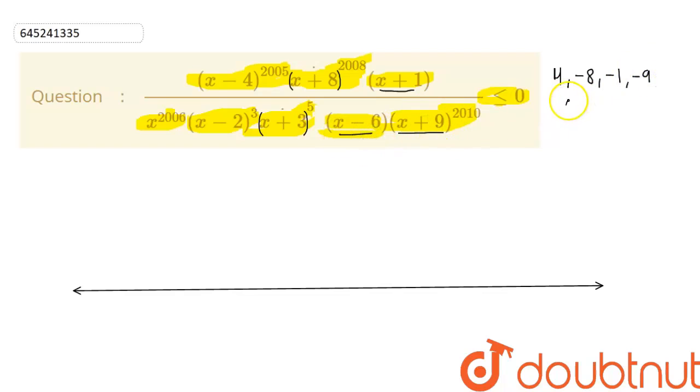From this we have 6. From this we have minus 3. From this we have 2. And finally from this we have 0. So all of these are the critical points.